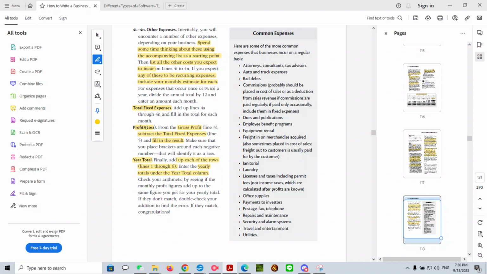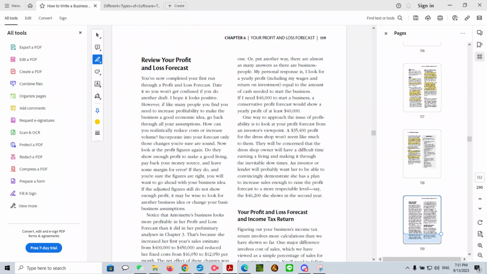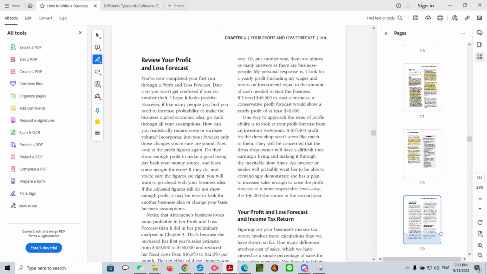What I would do is use it to double check. Don't rely on the calculator, but use it as a double check. Now here are some common expenses also to consider. These are all your common expenses you need to consider as well. You can see that as well. Some of this we already mentioned, sorry.